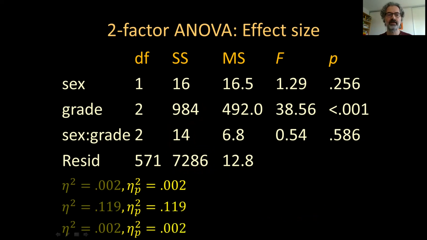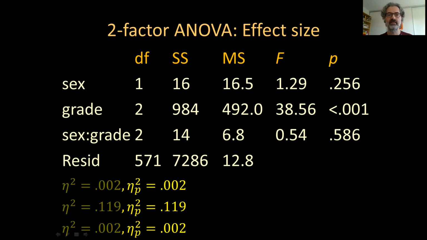In this particular case, the eta squared and partial eta squared are almost the same. They're equal to 3 decimal places because the effects of sex and interaction are so small that they are almost 0 and are drowned by the effect of grade, which is very substantial. So the partial and non-partial doesn't make much of a difference.